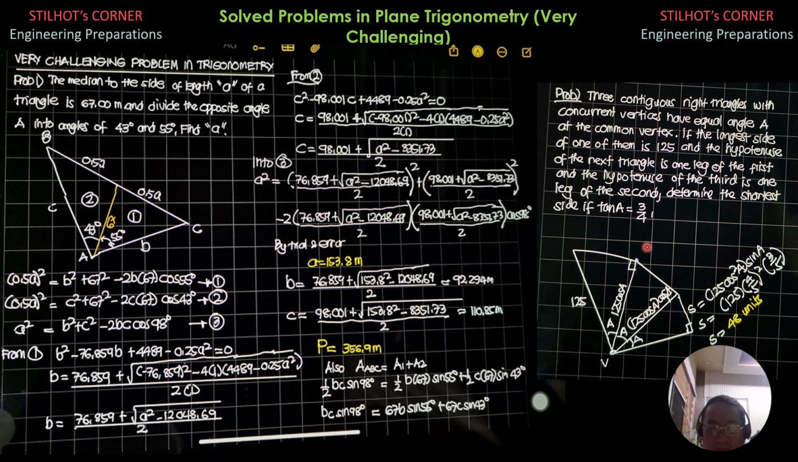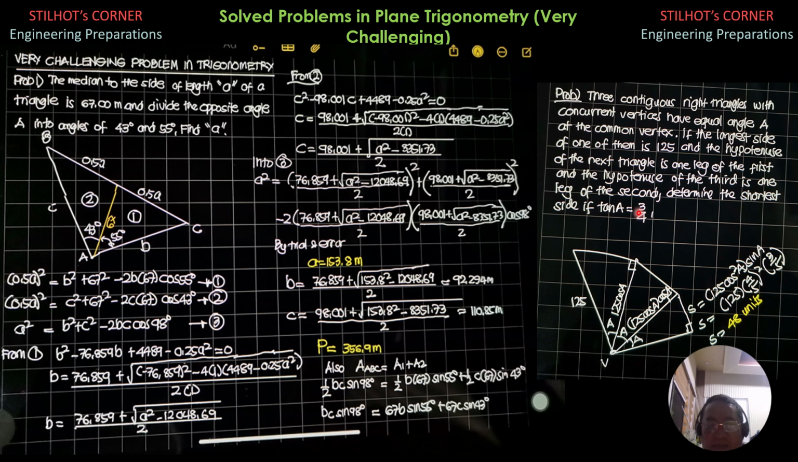Then this is the hypotenuse of the next triangle. This is the hypotenuse of the last and third triangle, which is the hypotenuse of the second, 125 cosine of A, times another cosine of A. So that's 125 times the quantity cosine squared of A. Then finally, this is the shortest leg of the contiguous triangles, it is this hypotenuse times sine of A. So 125 cosine squared of A times sine of A.